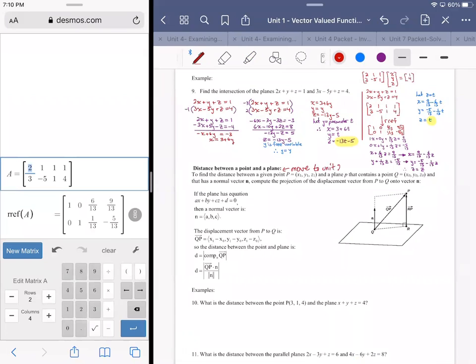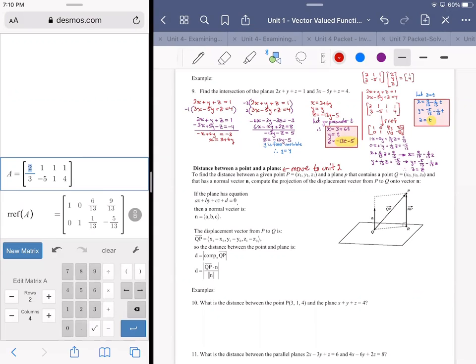So what is the intersection of these planes? The intersections are the x, y, and z equations. Oh, okay. So what's in purple all the way on the right? This and this, or okay, that. All right, thank you.